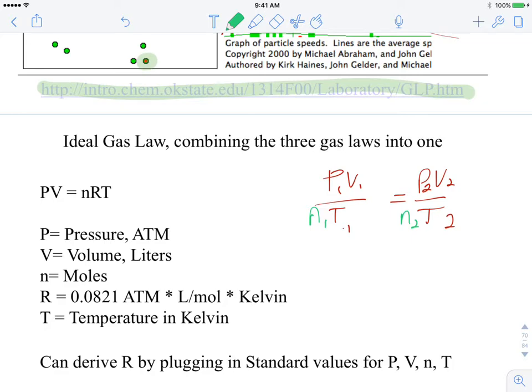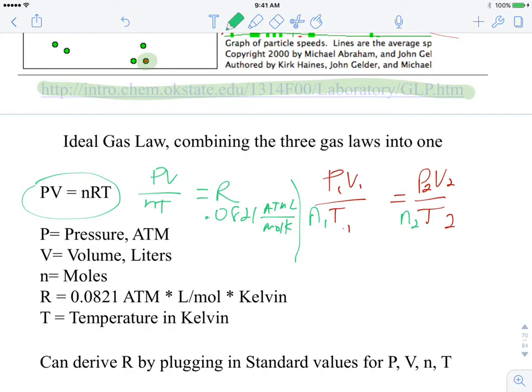And like I said, when we take PV over NT, we get a constant R, which is 0.0821, and the units for that are atmospheres, liters, moles, Kelvin. And this is our constant. This is taking PV equals nRT, a gas law that you learned in honors chemistry, and rearranging it.